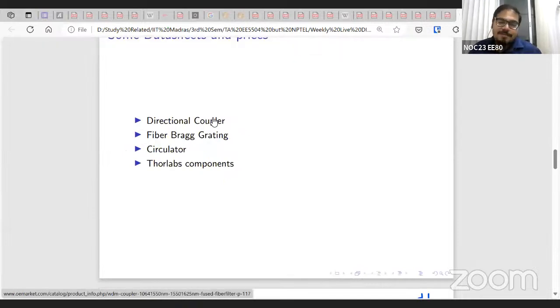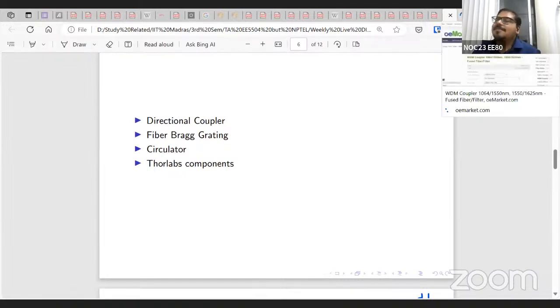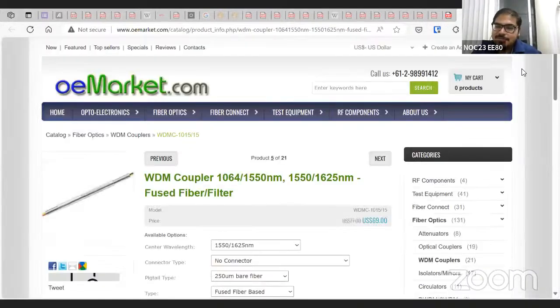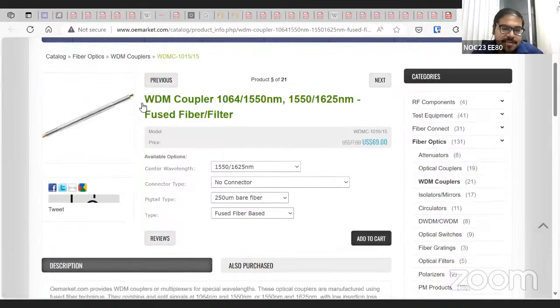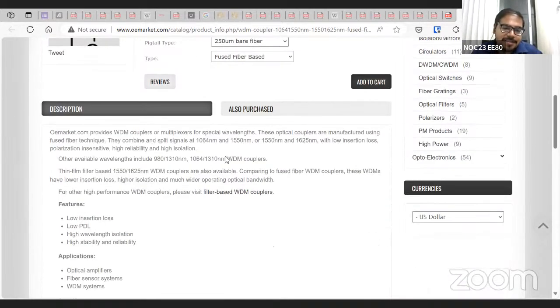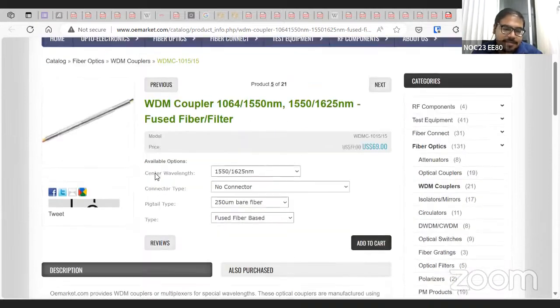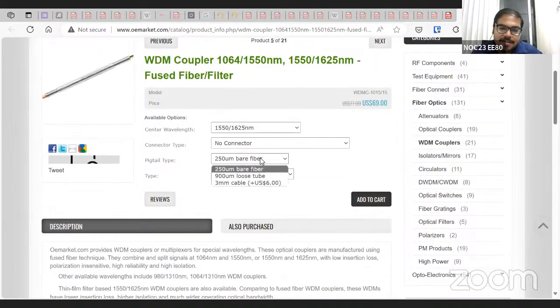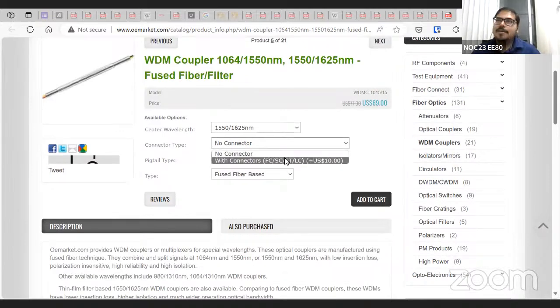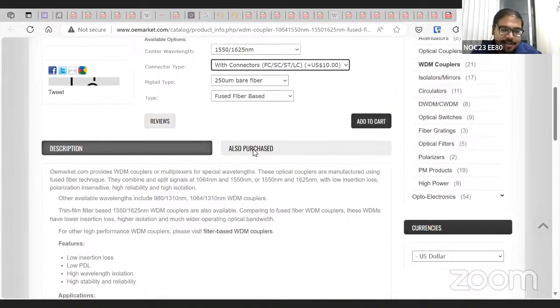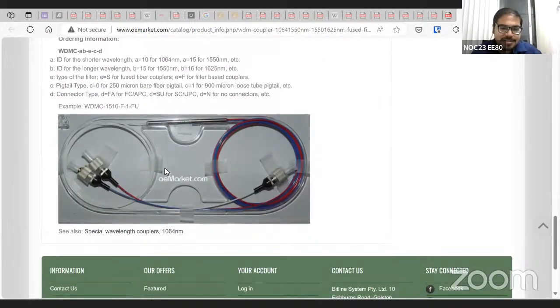So you saw in the videos how the components look. But if you want a closer look, this is, I think, an Australia-based vendor. They sell optoelectronic components. This is a 2x2 coupler, and you can buy it with connectors and all. What they look like is this.